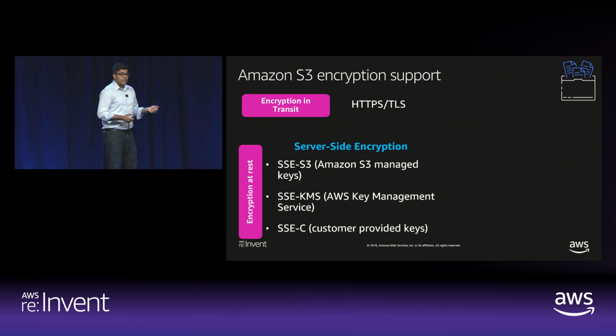Another way to do server-side encryption is with KMS managed keys. So your master keys are maintained in AWS KMS. The data key and the object, the ciphertext, is stored in S3.